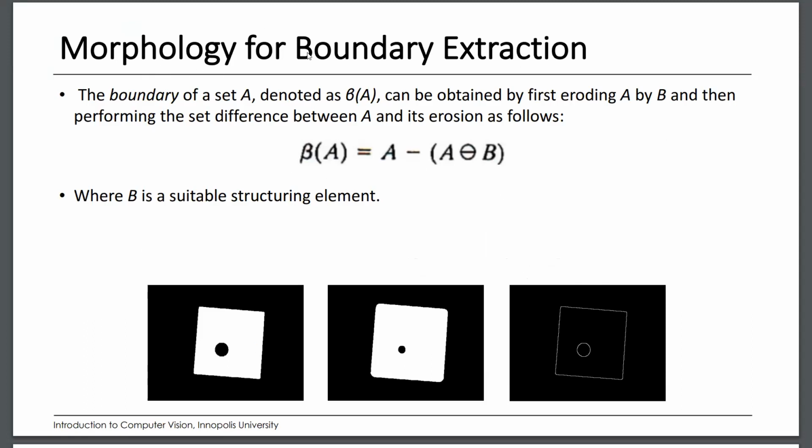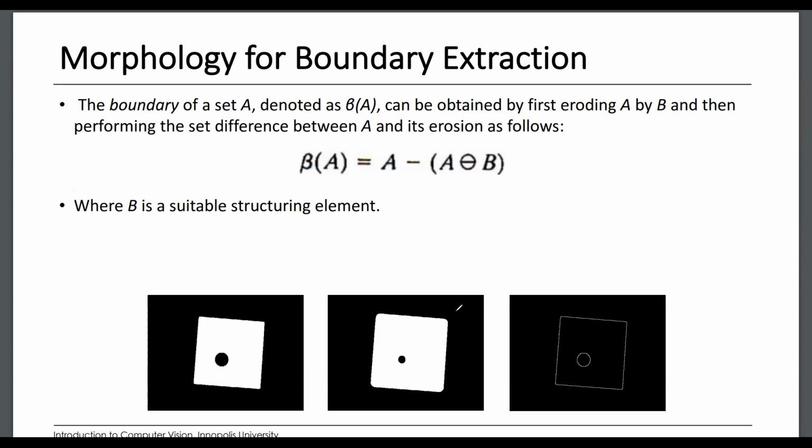Yeah, the morphology of boundary extraction. This is actually a quite useful technique. This is just another way to do edge detection. Simply, the boundary of a set A, denoted as boundary of A, can be obtained by first eroding A by B, and then performing the set difference between A and its erosion, right? So we erode the object, make it a little bit smaller, and then we take the big or original one and remove the small one, right? So this gives you this edge detection algorithm.